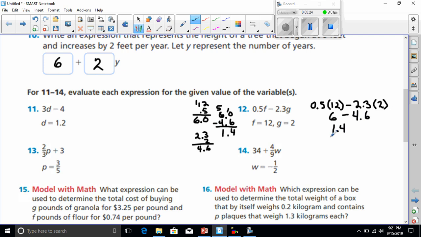All right, let's go to number 14. We've got 3/4 plus 4 over 9w. They're saying that w is negative 1/2. So this problem is really 3/4 plus 4 over 9 times negative 1/2.